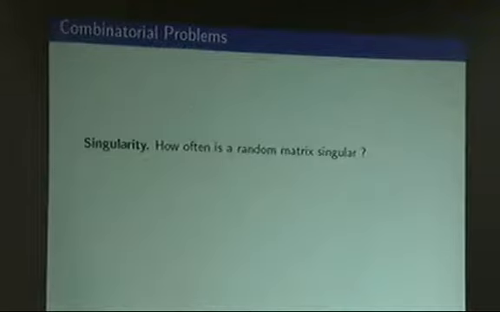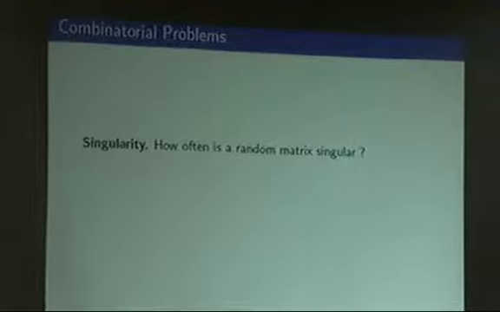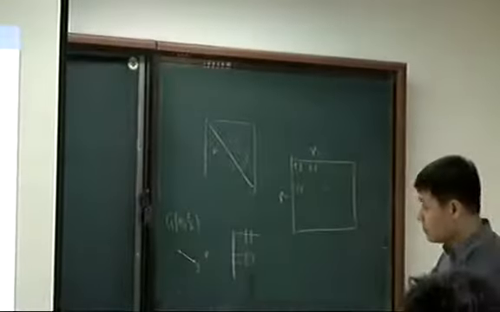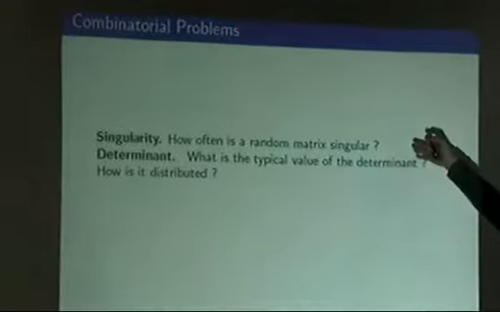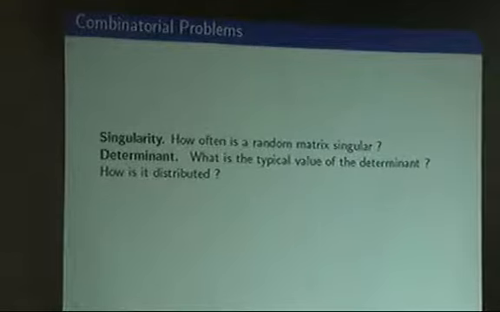Here are a few combinatorial problems that people usually look at. The first one is the singularity problem. Again, we have an N by N matrix, and now you write in each position a plus or minus one. The question is: how often is this matrix singular? You may guess that the answer is that it is singular very, very rarely.